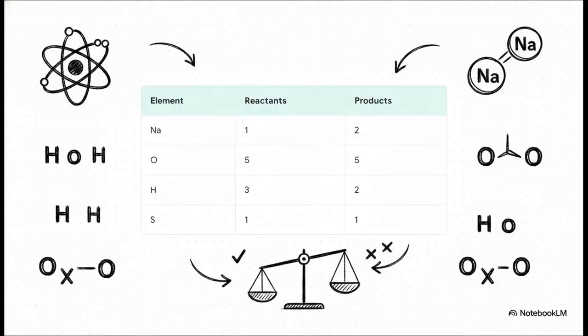Let's use this tally table as our scratch pad to be absolutely sure. If we count the atoms on the left, the reactants, and compare them to the right side, the products, we immediately see a bit of a problem. Look at the sodium. We have 1 sodium atom on the left, but 2 on the right. Oxygen has 5 on both sides, so that's perfectly fine. But then hydrogen has 3 on the left and 2 on the right. Sulfur is balanced at 1 and 1, so this table proves our sodium and hydrogen are definitely out of balance. We've got some work to do.